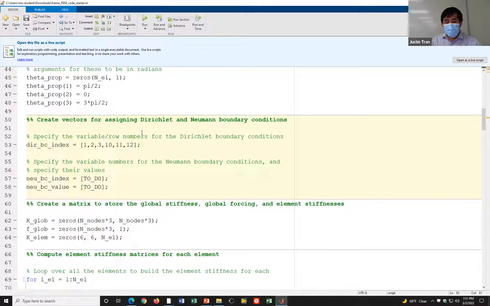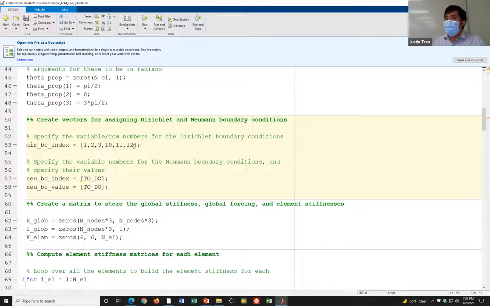So keep in mind at this point, we haven't actually done anything. We haven't actually done any solving or applications of the boundary conditions. We're setting up the data so that the rest of our code can read. Okay, all right. So that makes sense about why we set these six values in this vector the way they are.